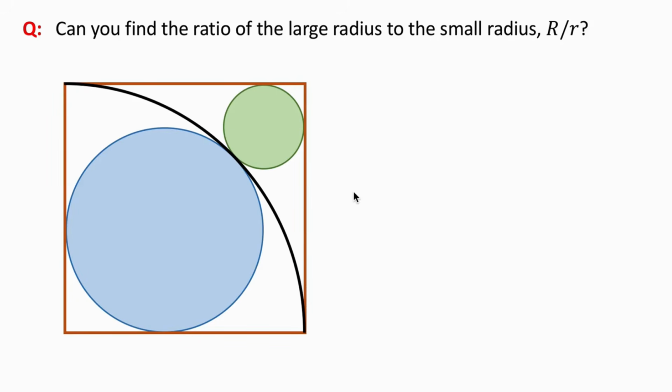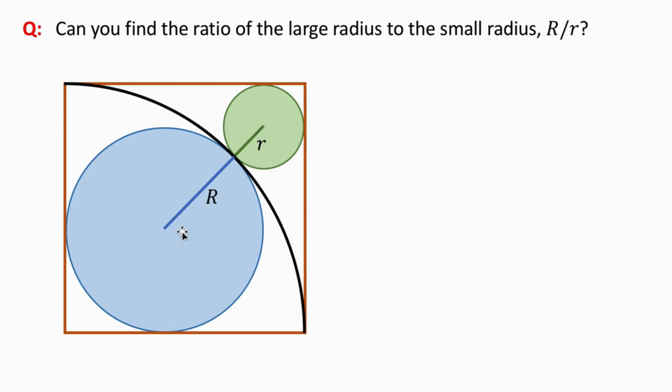Hey everyone, here is a challenging geometry problem. Inside a square of side length a, a large circle and a smaller circle are arranged as shown. Both circles touch the black quarter circle arc and they are tangent to each other at this point. We are going to find the ratio of the large radius to the small radius.